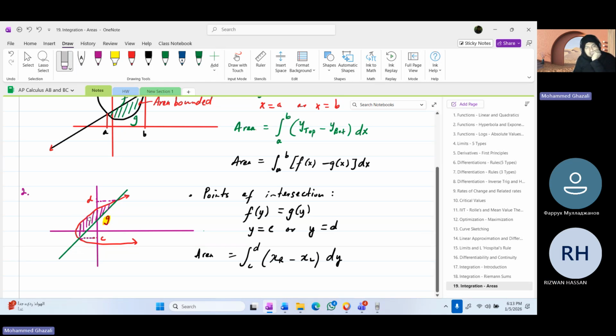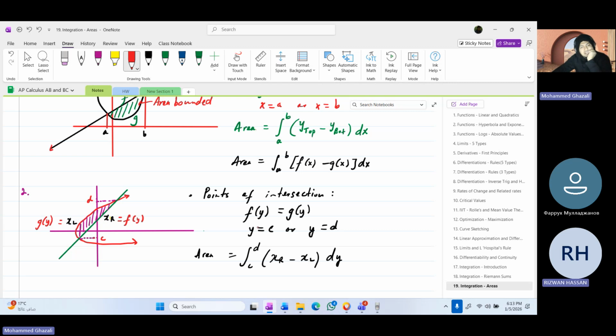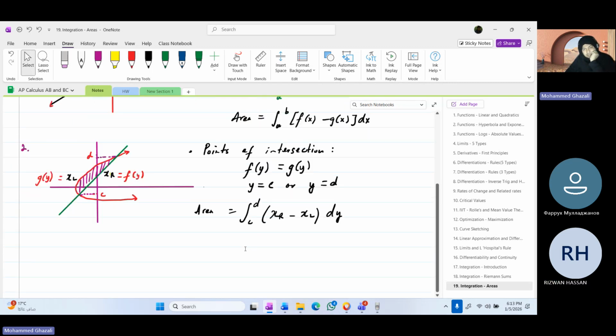So you can see the left function is the, let me write x right and x left. So this is x right and x left, okay? And it's from C to D. So it's like a tilted graph. Which one are we integrating over? Which one is f of y and g of y? Let's call the right one, the red one, f of y, and x left, let's call it g of y. So these are the two types of integrals that we can set up.